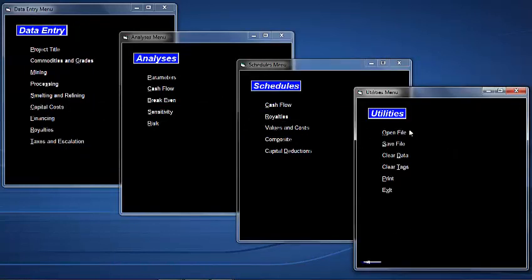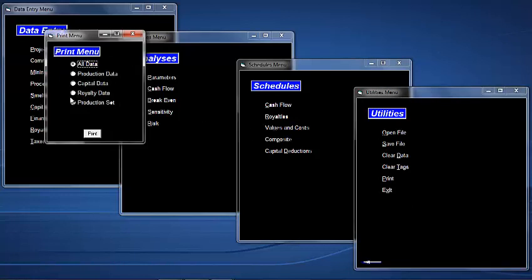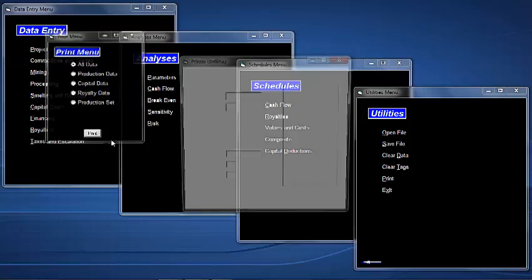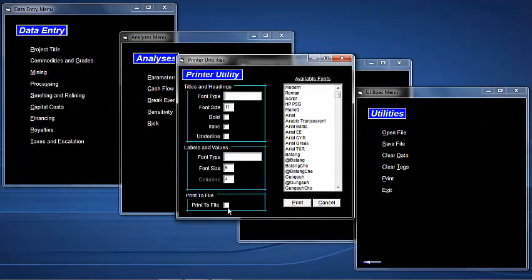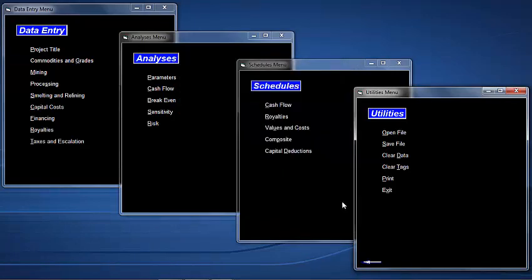And that's about it. You can, of course, save things to files, open files, or draw back projects you've entered previously. There are several print options available. You can print different reports. And, of course, you can print to a file as well, which can then be drawn into a spreadsheet. And so that's a quick demonstration of Apex for Windows, our economic evaluation package.